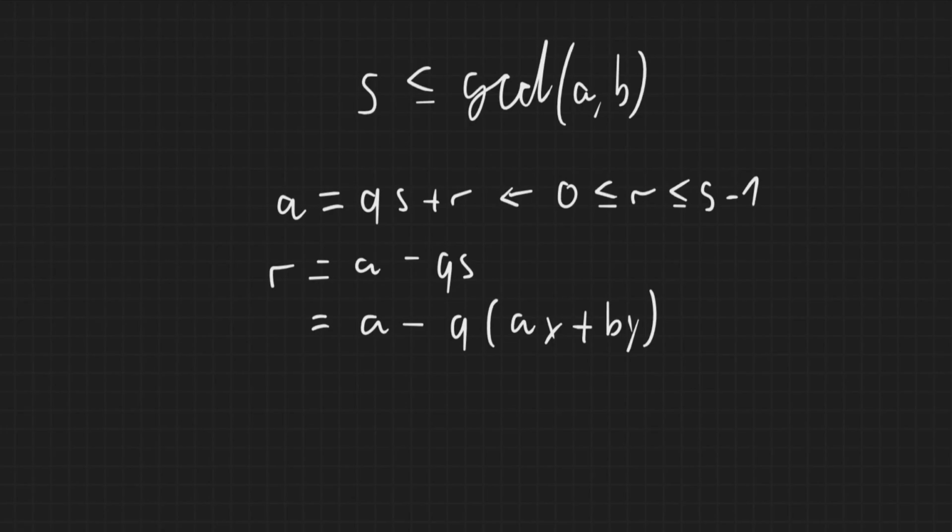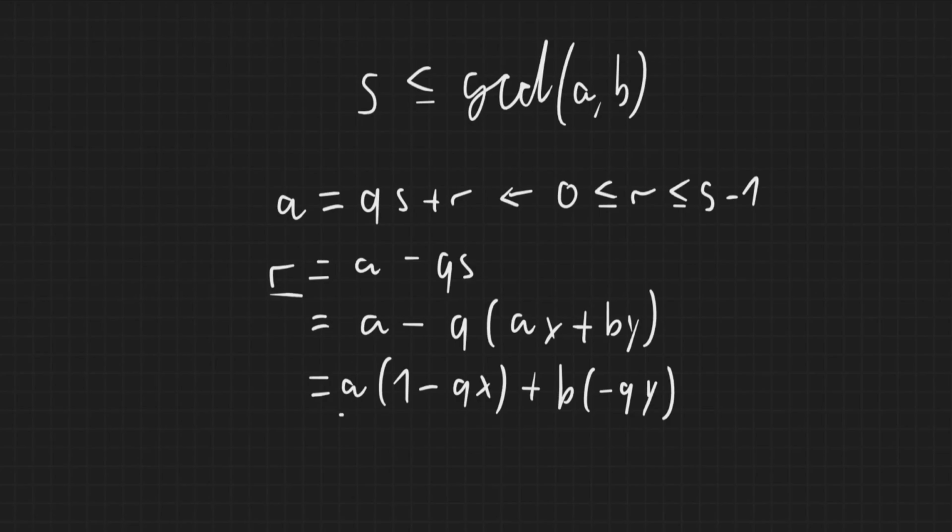And what we can do now, we can factor out a and b. So this is a times 1 minus qx plus b times minus qy. And what we see is that r is also a linear combination of a and b. But remember, r is actually smaller than s. It's some remainder after a division by s. But s is the smallest positive linear combination by definition. So r can't be positive, right? Otherwise, r would be the smallest positive linear combination, but s is. So r has to be 0 and therefore not positive.